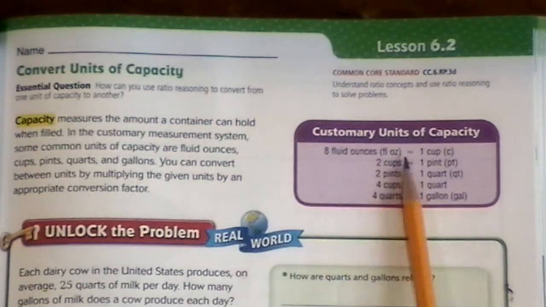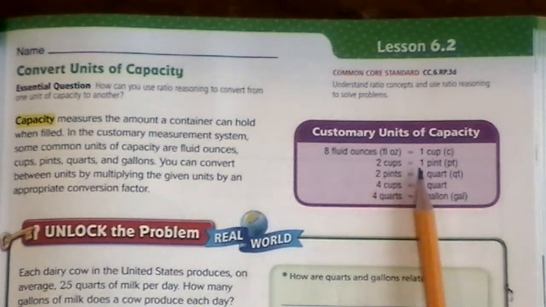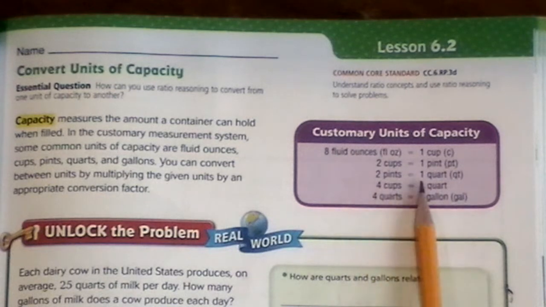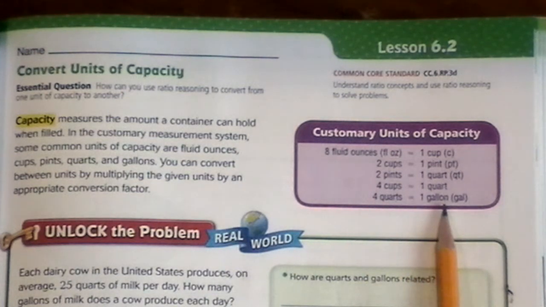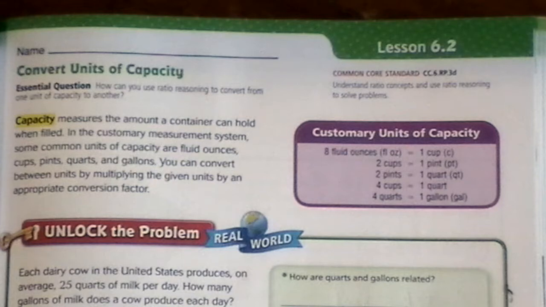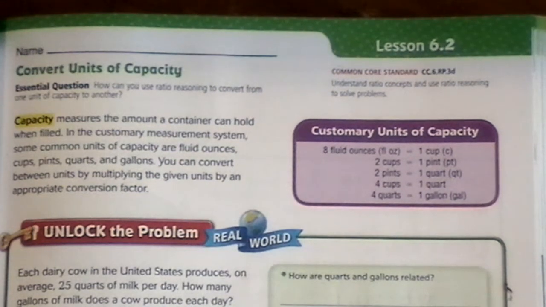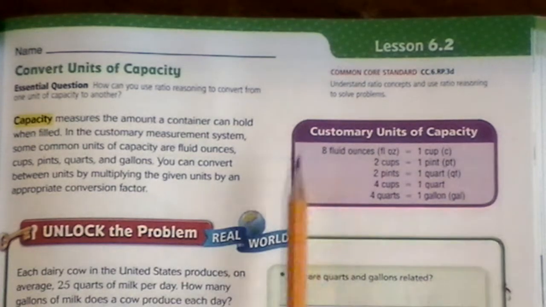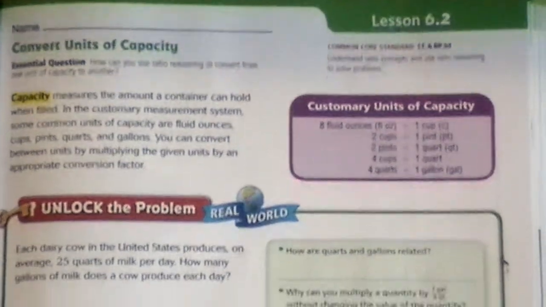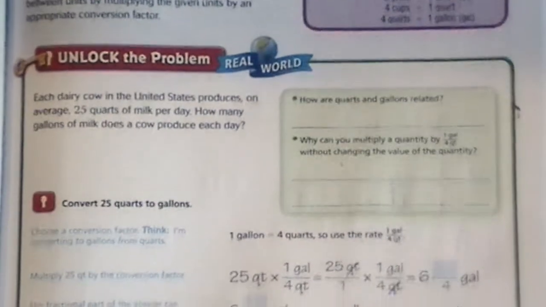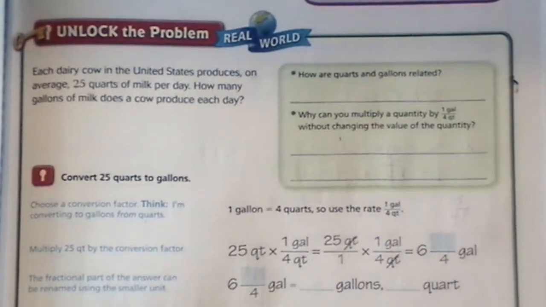So 8 fluid ounces equals 1 cup, 2 cups equals 1 pint, 2 pints equals 1 quart, 4 cups equals 1 quart, and 4 quarts equals 1 gallon. I'm sure many of you in your past academic experiences have made maybe gallon man, and that's what this conversion chart here refers to, all the different conversion rates for units of capacity. So I'm going to slide the book up here and we can take a look at the first problem we're going to solve together.